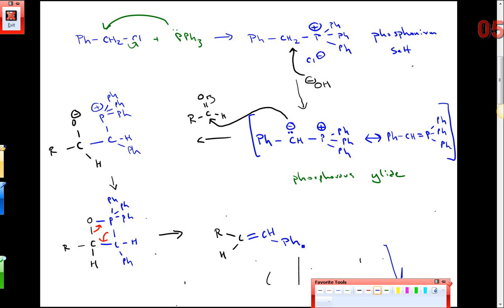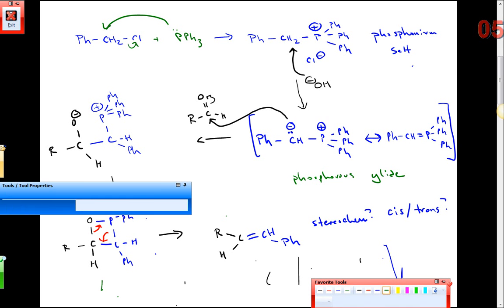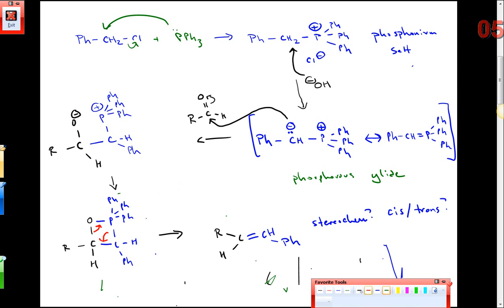Now, one of the questions that we haven't addressed here is, what's the stereochemistry? Well, that'll be interesting to see. The other product that we get out of this is triphenylphosphine oxide. The oxygen comes from the carbonyl, and then we end up with triphenylphosphine. This is a common impurity. It could show up in your NMR if you don't crystallize it out well.